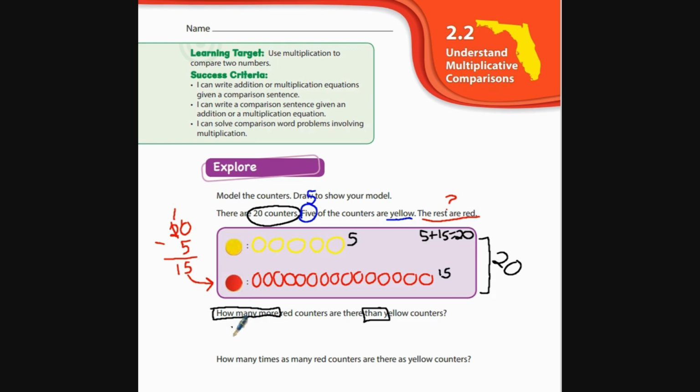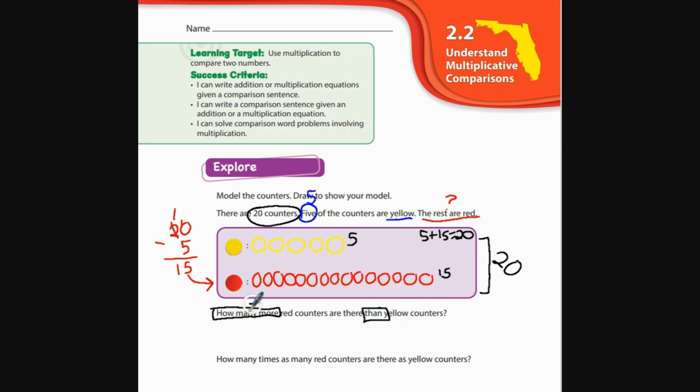These keywords are kind of like your context clues in reading. How many more? What does that mean? Do I need to add? Do I need to subtract? Do I need to multiply? A lot of you get confused between how many more and how many. Notice it says more. Not only does it say more, but it also says than. You are comparing red to yellow. So what you're really finding is the difference. How many more red?